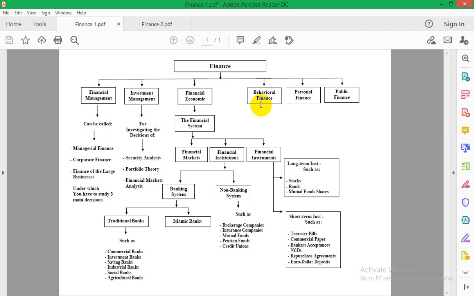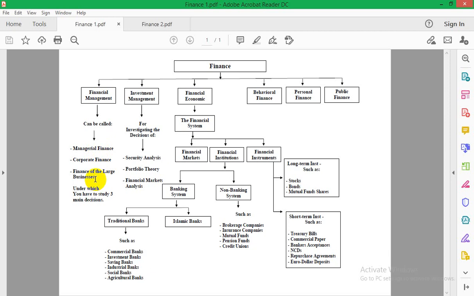And now, let's talk about the financial management, the first subject or the first topic of finance. Financial management can be called managerial finance. Managerial finance. This or the course of yours for this semester. Managerial finance. So, when talking about financial management, we can say that the financial management is the same as managerial finance, and it can be also called corporate finance or the finance of large businesses. Large businesses are the corporations or multinational companies.